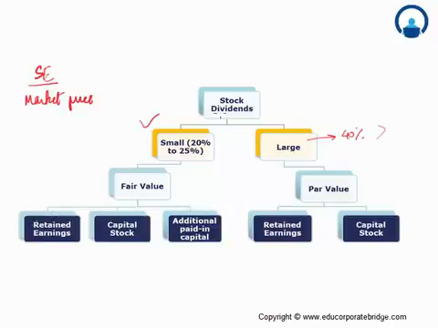If you look at a small dividend, there are three sections that get affected: retained earnings, capital stock, and additional paid in capital. However, when it is a large dividend that is announced, only retained earnings and capital stock get affected. The additional paid in capital, APIC, does not get affected in this case.